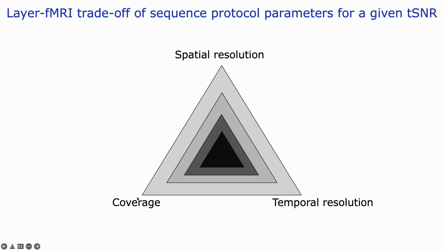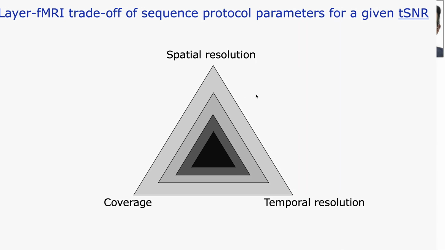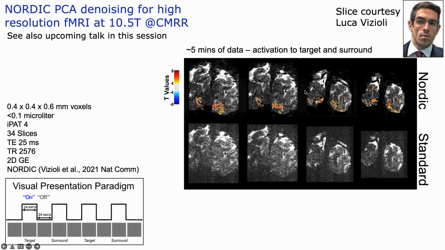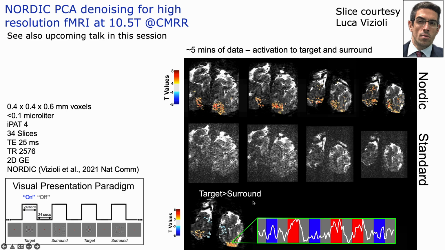Coming back to this triangular parameter space, I think it always comes down to SNR. And if you would have more SNR, you could push all of those parameters at the same time. So I think in the thermal noise-dominated regime of layer-dependent fMRI, we might particularly benefit from these denoising tools like NORDIC. And this is a slide that you might see again in a few minutes from Luca that really highlights the power of these approaches, turning this kind of salt-and-pepper noise here into nice activation maps with very reasonable time courses too. And it's particularly impressive because this is also 0.4 millimeter resolution at 10.5 Tesla.